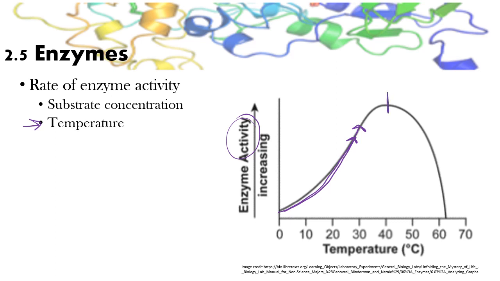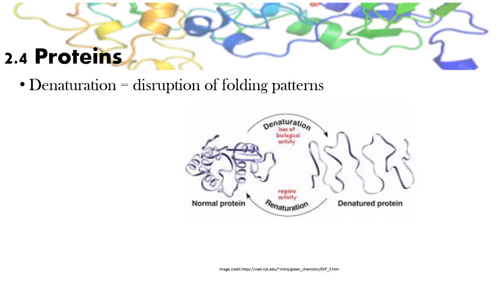We're going to get to some optimal temperature, and then notice that things fall down really, really fast, which might feel kind of weird. Like, if things are moving faster and faster and faster, we should have more and more collisions. Except remember that because enzymes are proteins, proteins at high temperatures can be denatured. What does that mean? Remember that denaturation is this disruption of the folding patterns of our proteins.